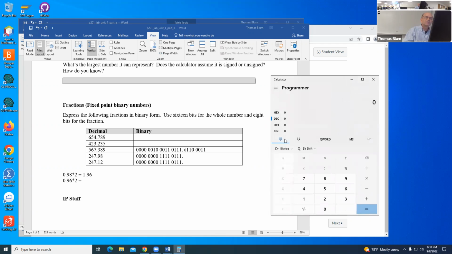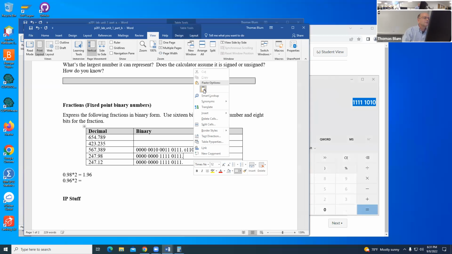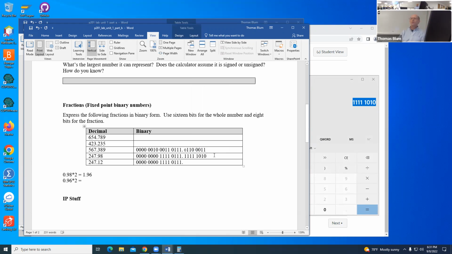I'm going to take my 250 and go back over to programmer mode. I'm going to put in the 250, Control V, I guess it is. And then down here are my 8 bits in binary. So it would be the first 3 decimal points and then a period last. So all 8 bits in this case, I was expecting 8 bits. I got 8 bits, and they're all part of my fraction here.